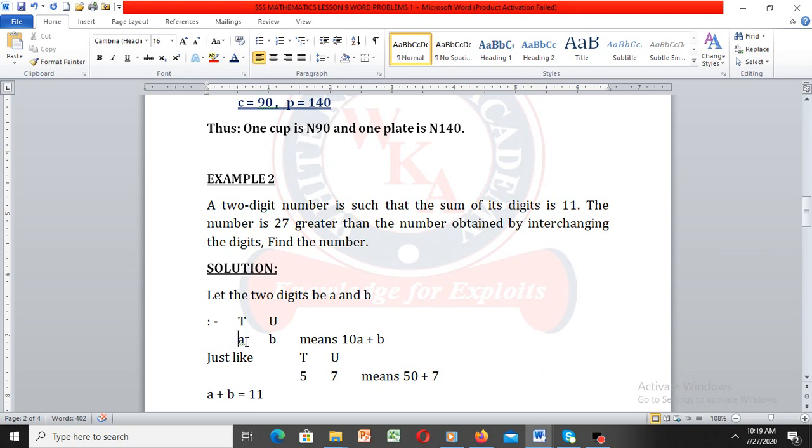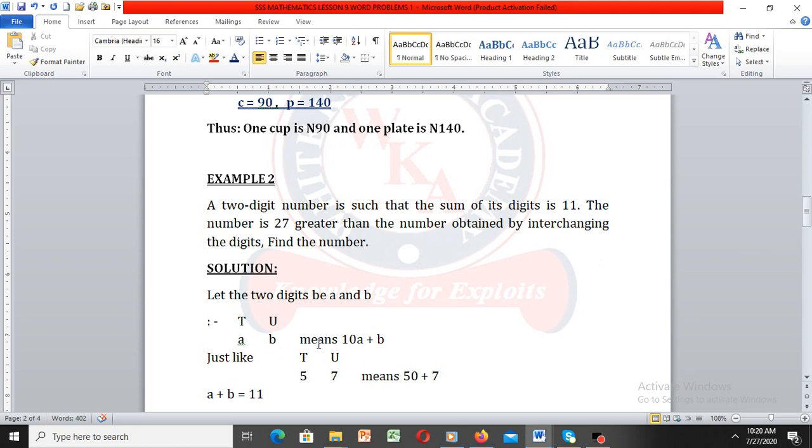But here, don't forget place values. In place values, when you have a two-digit number, the first one on the right hand side is the unit. So B will be under the unit and A will be under the tens. And what does this mean? That means that the value of the digit A here is not just A. The real value is A times 10.